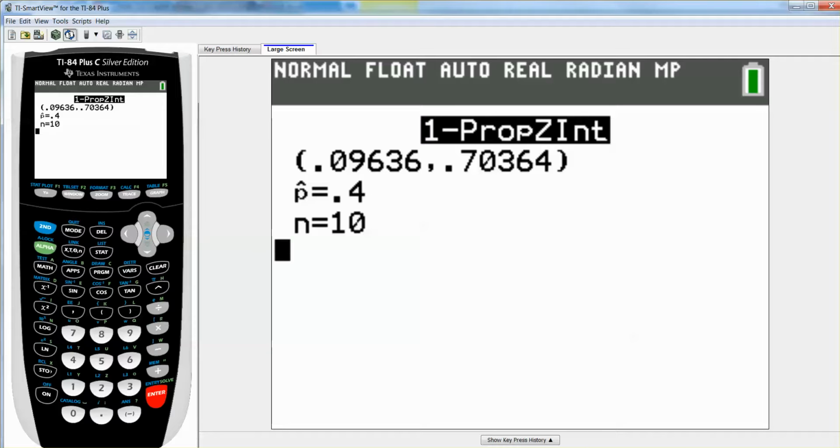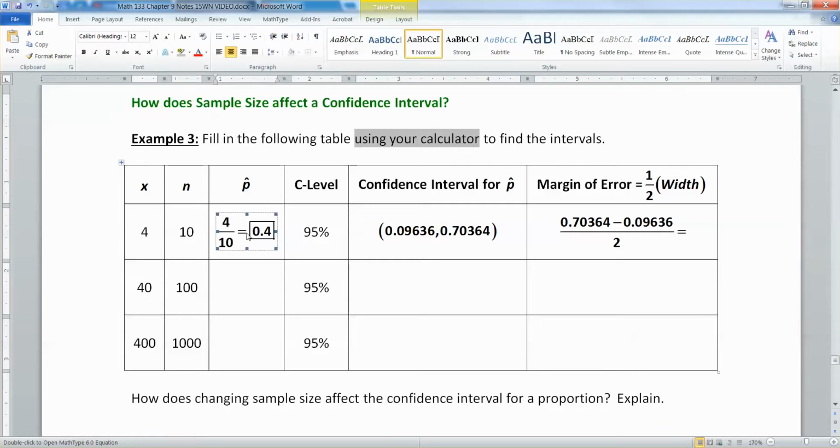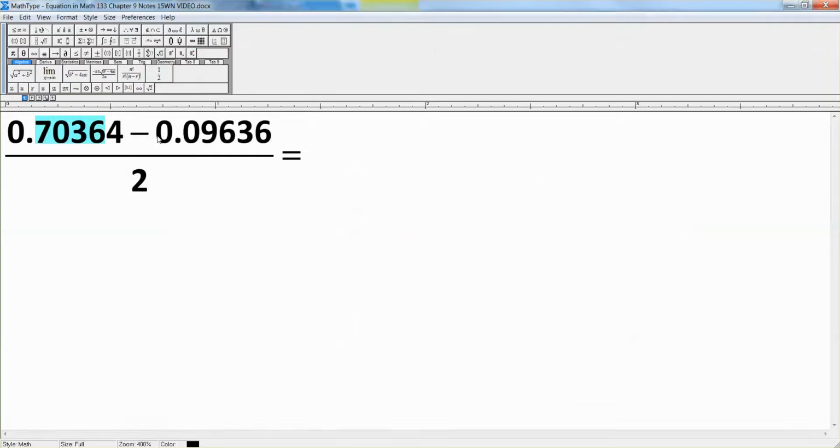So let me go type all that into that table. Here's the p hat, which is 4 out of 10, which is 0.4. Then I found this interval to be 0.09636 and so on. And then just a little reminder that your margin of error is half your width, right? So you need to take the width, which is the high number minus the low number, and then divide it in 2.